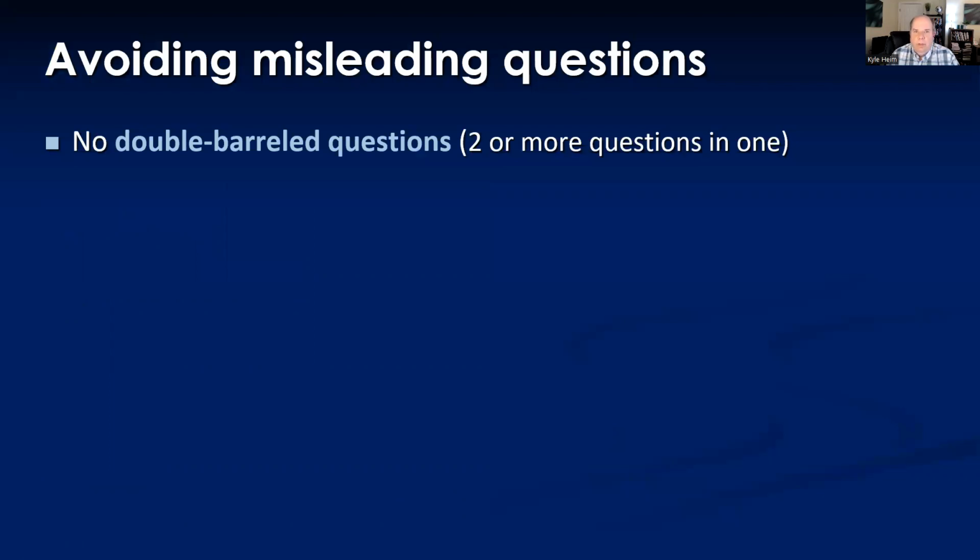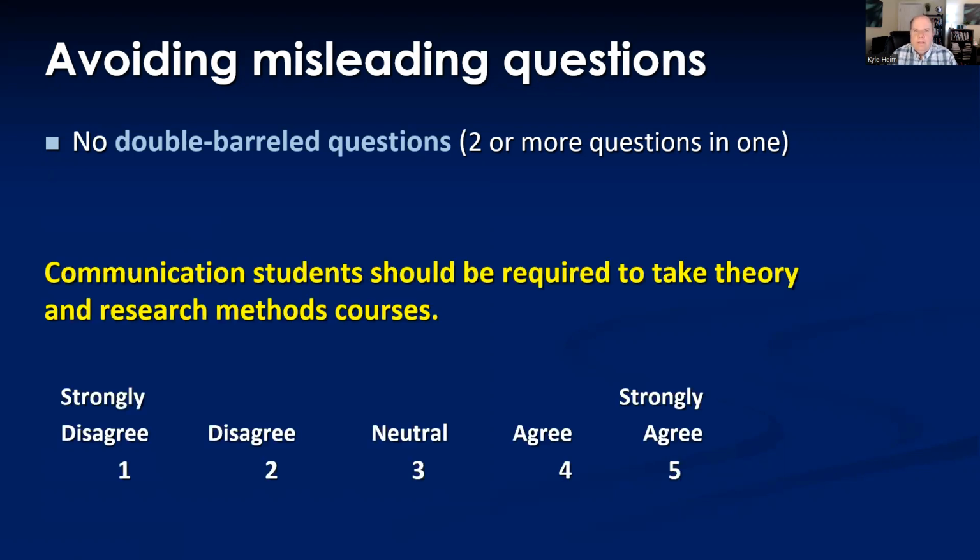As the term implies, a double-barreled question is a question that's really two separate questions in one. So you're combining two questions into a single question, and that is a big problem. Let's look at an example of that. Let's say this was a statement that is posed to the respondents for your survey. Communication students should be required to take theory and research methods courses. And then you give them options ranging from strongly disagree to strongly agree. So that would be a Likert scale question, right? Remember, this is the classic Likert scale.